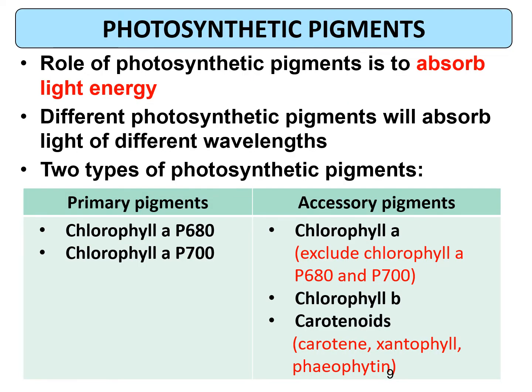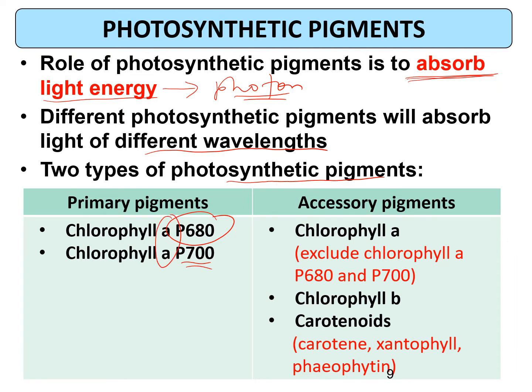What is the role of photosynthetic pigments? It is to absorb light energy in the form of photons. The light energy is called photon. So different photosynthetic pigments will absorb light of different wavelengths. So there are two types of photosynthetic pigments. We have the pigment P680 and P700. Both are chlorophyll A.